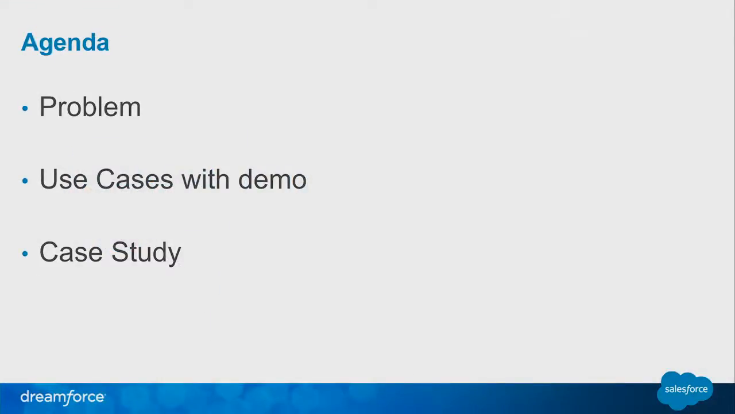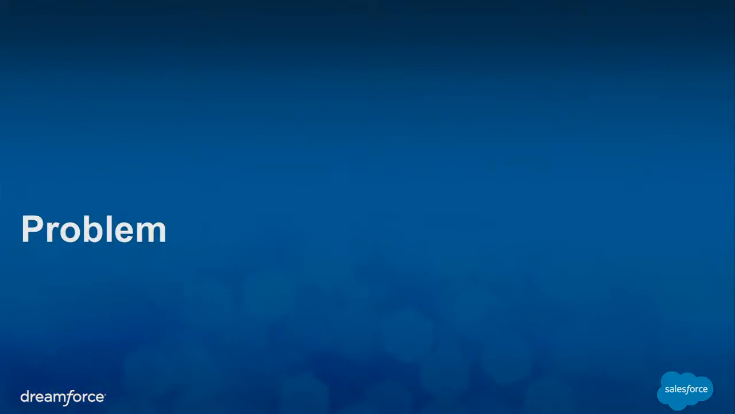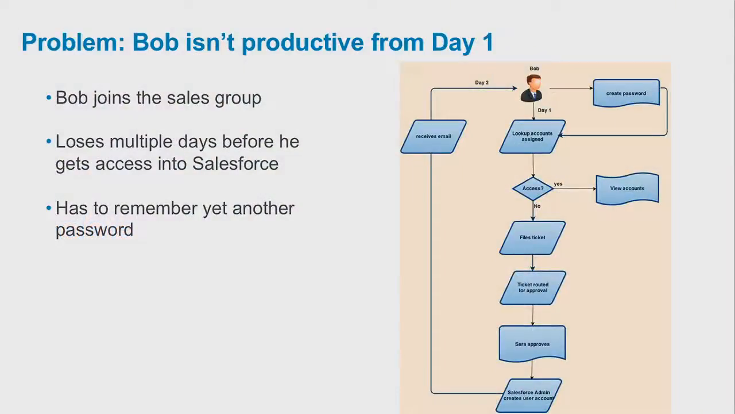So we'll be talking about the problem, the use cases. We'll be going through a demo of setting up Identity Connect live and then go over a case study by Salesforce IT. So what's the first problem?